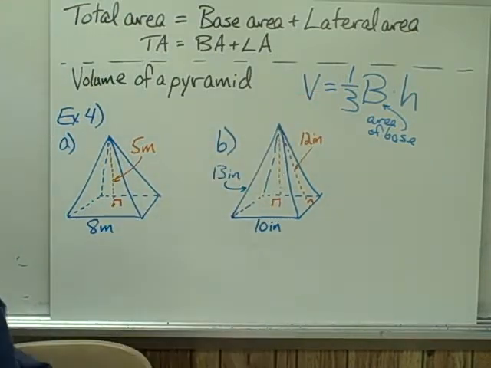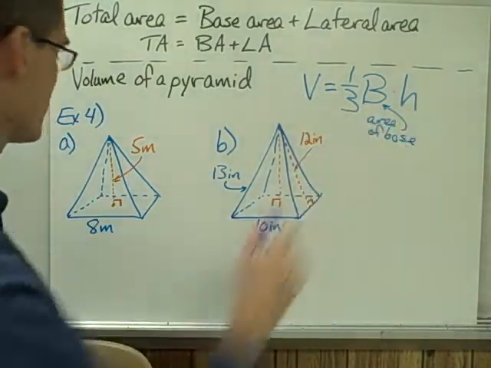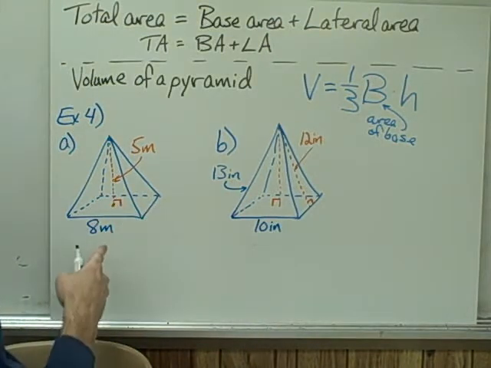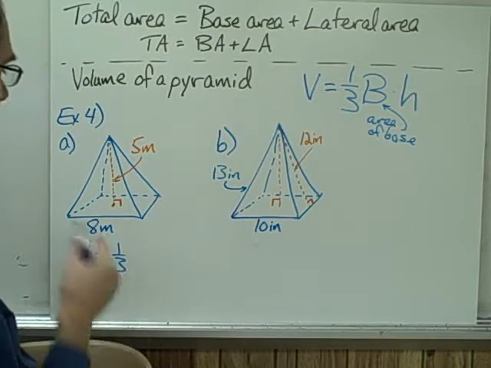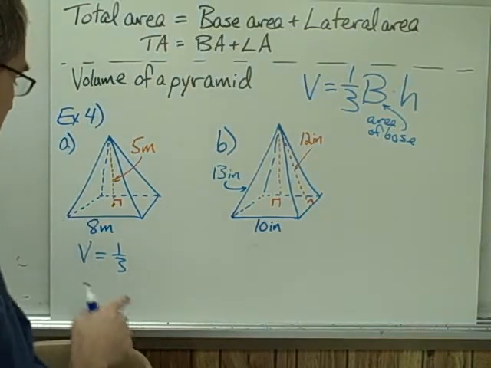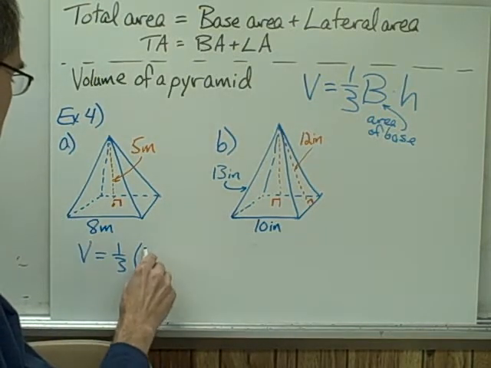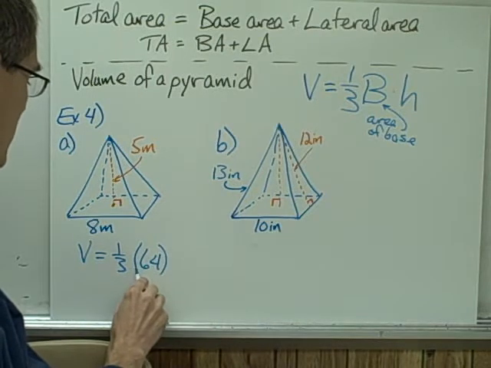So I've got my formula here, 1/3 times area of the base times the height. Well, in this example, I already know what the area of my base is because I calculated that back in example number 1. So the area of my base is 64.